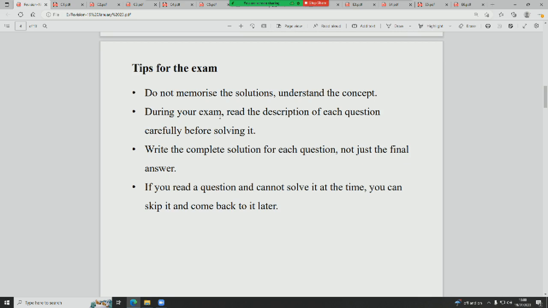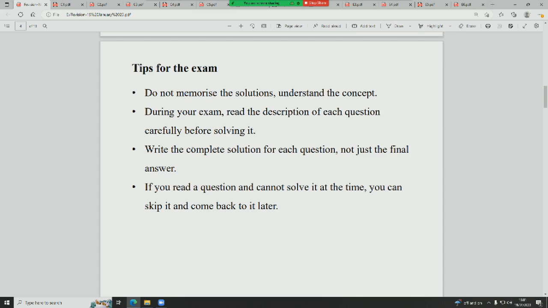And the most important thing is, if your solution is correct, but the final answer is not correct, you get the majority of that mark. But if you just give me the correct answer, with no solution, you will get just a fraction of the total mark.